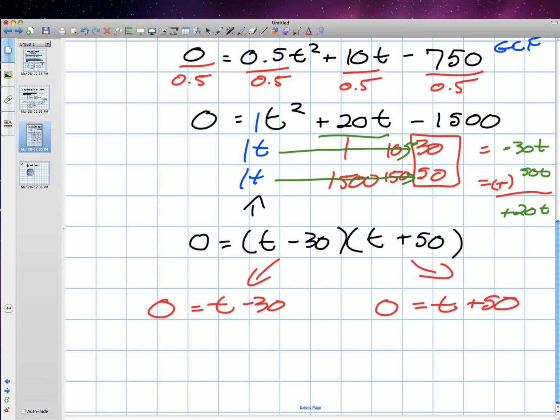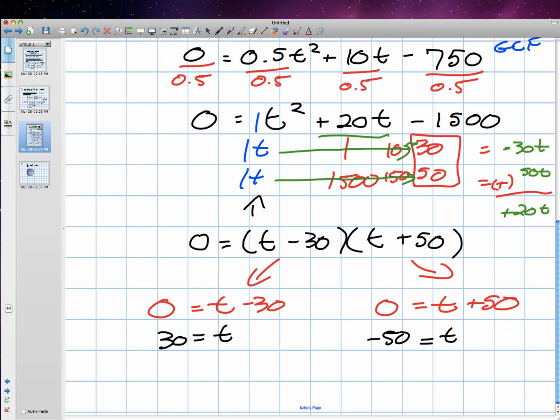Let's talk about this. The reason we do this is I'm testing this question when the first bracket is equal to 0, and I'm testing the question when the second bracket is equal to 0. I'm going to solve for the variable, which is t, in both of these. So I'm going to end up with two answers. When I move 30 to the other side of the equation, what does it become? That's right. So t is positive 30, or when we move 50 to the other side, negative 50.